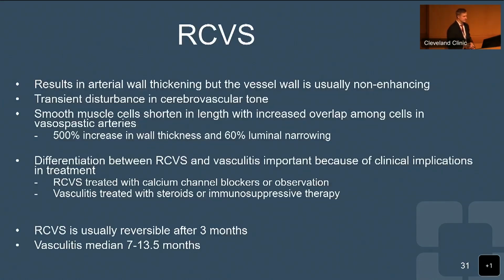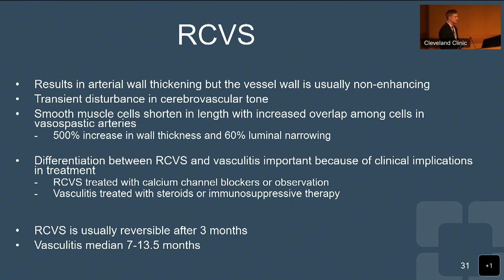So another very common mimic that needs to be differentiated from vasculitis is RCVS. So RCVS, what is it? It results in arterial wall thickening, but the vessel wall is almost always non-enhancing. So it's one of the big differentiating factors. What's happening is there's a transient disturbance in the cerebrovascular tone. The smooth muscle cells shorten in length with increased overlap amongst the cells. So we're looking at oftentimes up to 500% increase in wall thickness, up to 60% increase in luminal narrowing, and RCVS in multiple vascular territories.